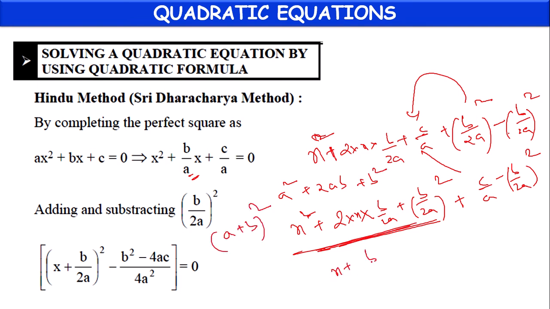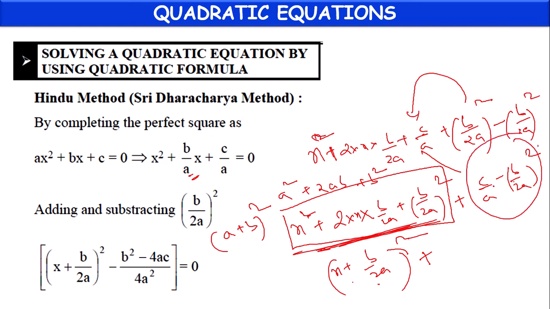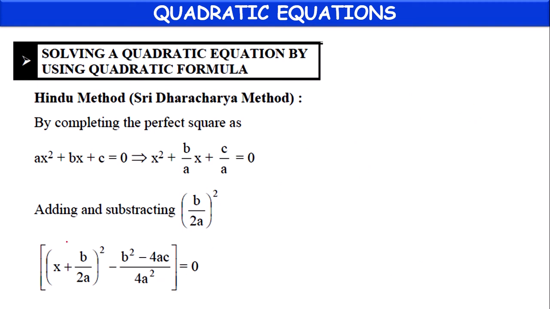Means x plus b by 2a whole square. So this part is simplified as x plus b by 2a whole square plus remaining part, if we take the LCM or if we simplify these two after taking the LCM, so this part will be equal to b square minus 4ac by 4a. So after adding and subtracting this b by 2a whole square and after simplifying, this we will get.